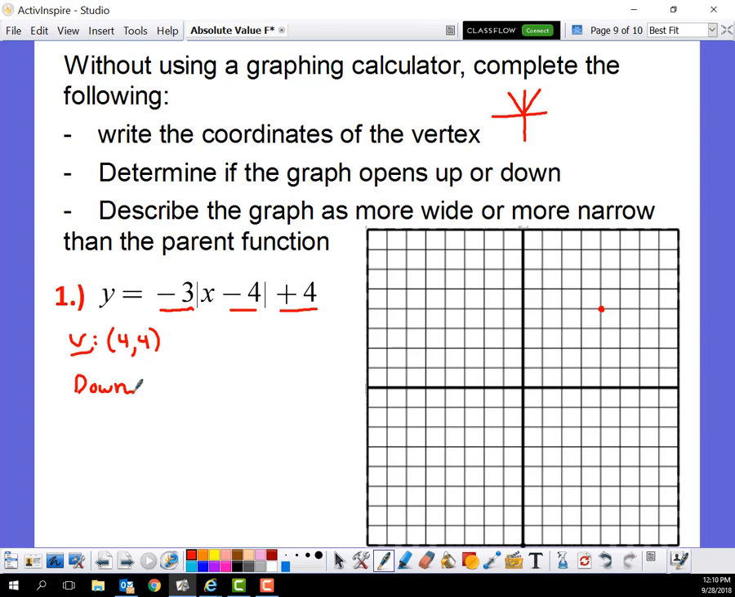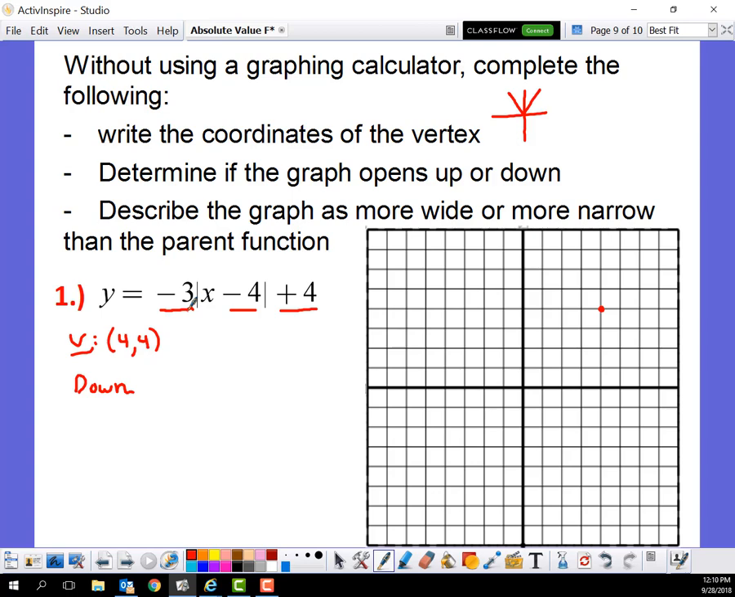And then it says to describe the graph as more wide or more narrow than the parent function. So if you remember from transformations, you know what this 3 does. That 3 is going to be a vertical stretch by a factor of 3. And if you think about grabbing the top and the bottom of an absolute value graph and stretching it out vertically, what that's going to do is give the picture that this is more narrow than the parent function.